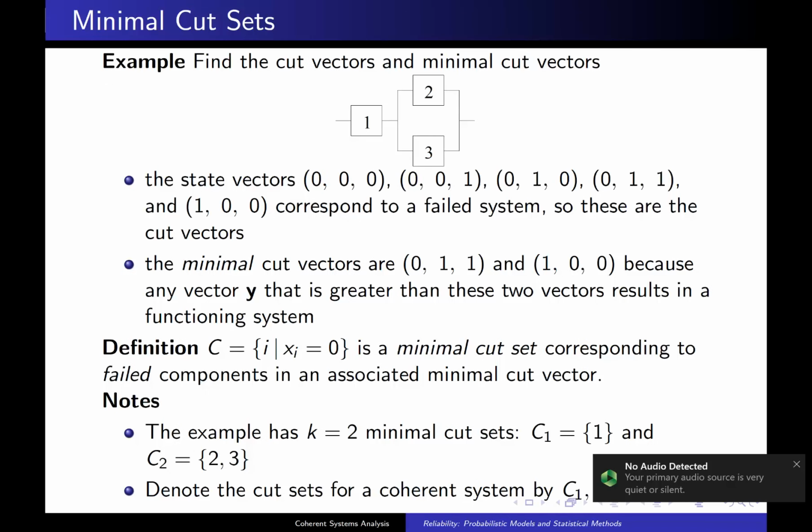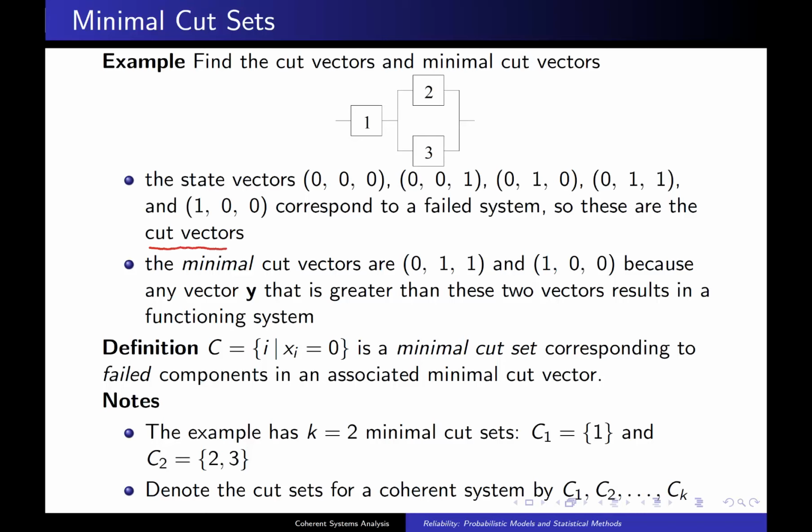Here's an example. We would like to find the cut vectors and minimal cut vectors for that very same system that we worked with before. In this particular case, you have 5 cut vectors, and there are the 5 of them. All 5 of those vectors correspond to a failed system. The next step is to try to figure out which of those 5 are minimal cut vectors. Well, it turns out the last 2 of them happen to be minimal cut vectors, and there they are.